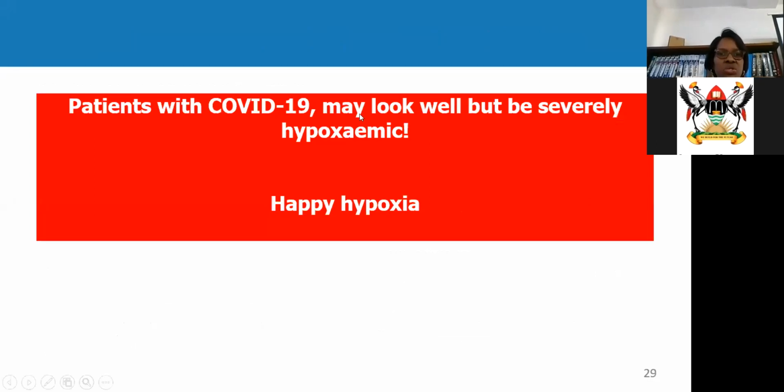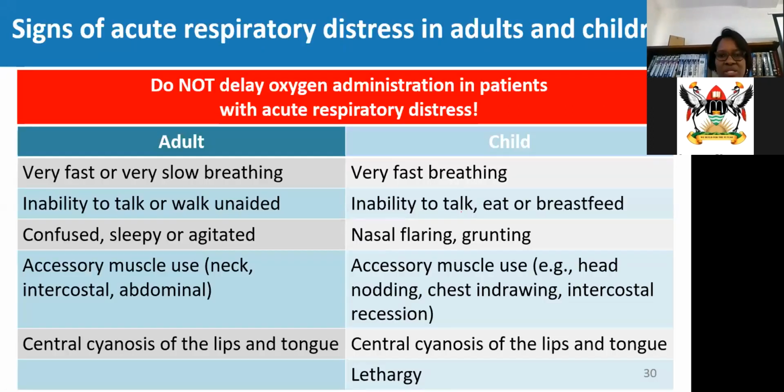Then just to caution you, patients with COVID-19 may look well, but they may be severely hypoxemic in the home. They are chatting, they are WhatsApping, they are watching a movie, but they are getting into hypoxia. And it's only with your pulse oximeter that you'll be able to detect this. So let's take note of that and take extra care when we have patients in the household. And this category of patients here on this slide should not be delayed. They should immediately be evacuated to be able to receive oxygen in a health facility.